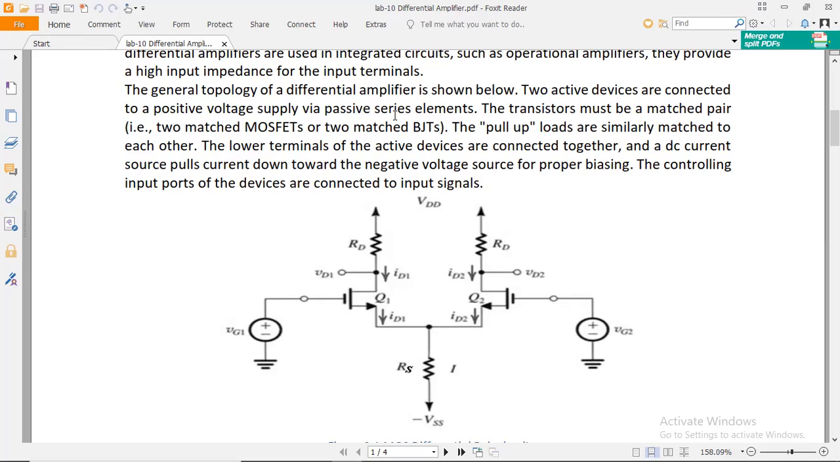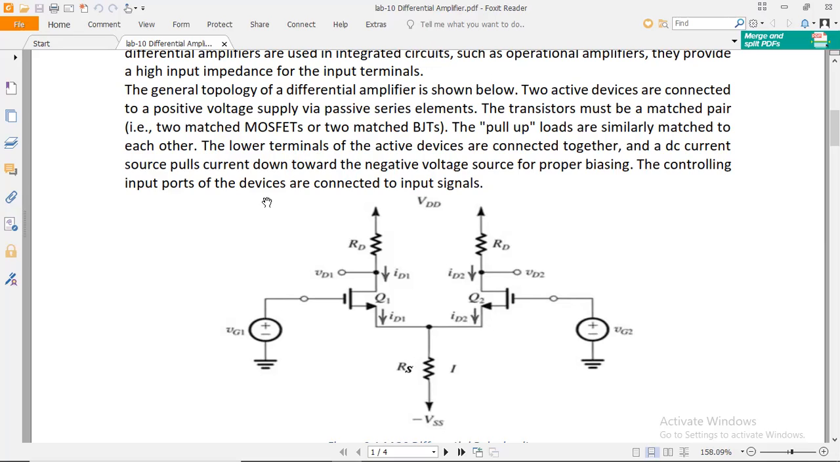Coming to the passive series elements, the transistors must be a matched pair: matched MOSFETs or two matched BJTs. A similar circuit can be made with BJTs, but here we are making the circuit with MOSFETs. Most of the circuits that we make with BJTs are in the ECD class and ECD lab, but the ADC lab and codes are mostly discussed with MOSFET devices, not BJT-based ones.